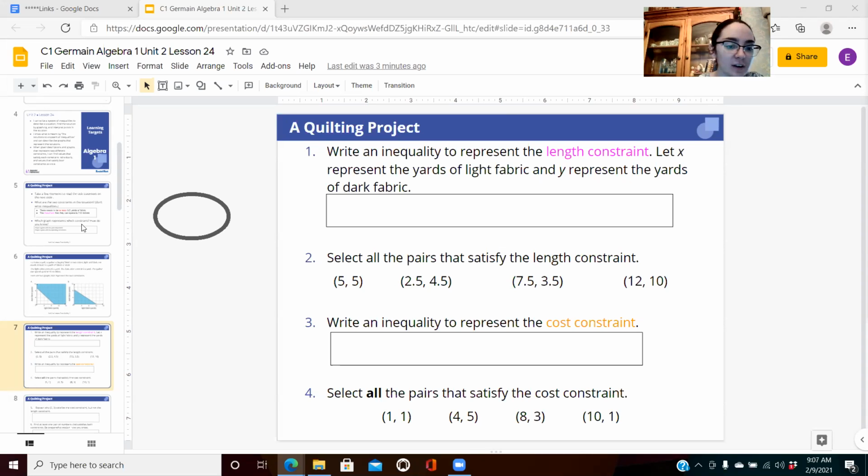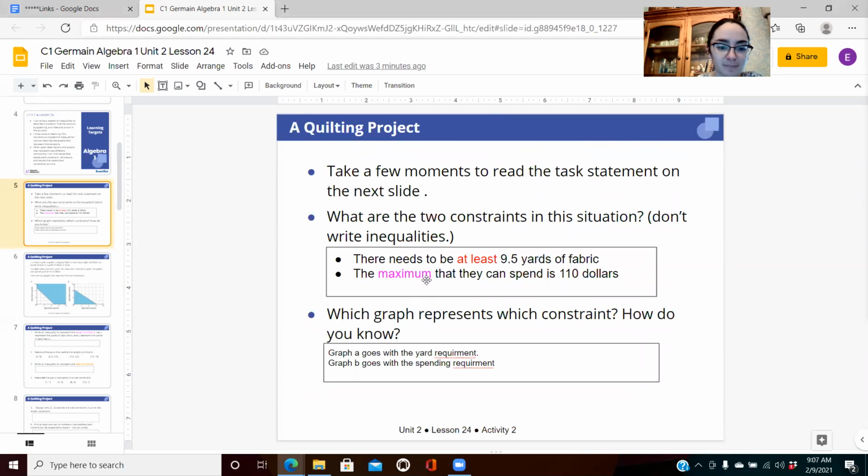Think about those word indicators. Think about what maximum means. Is it going to be greater than or equal to, or what? What do we think?